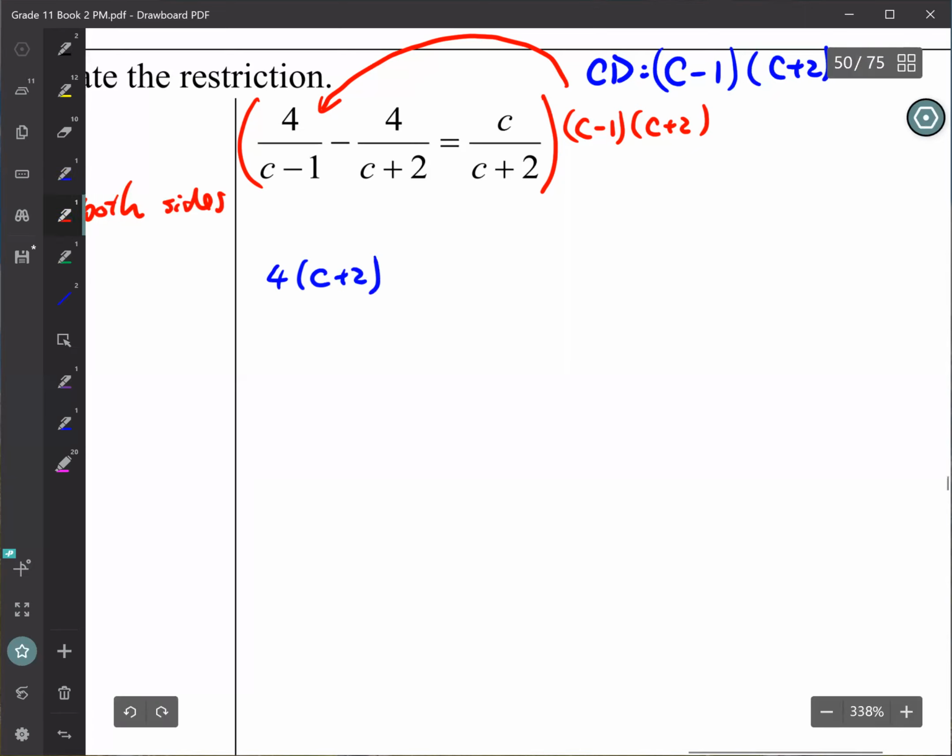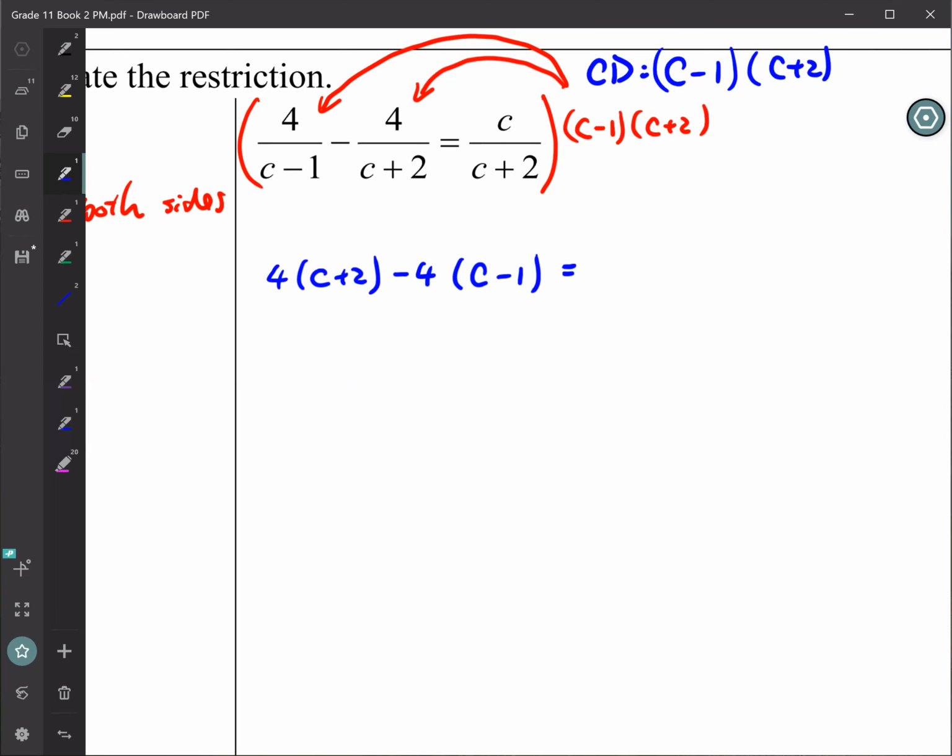Okay, now we'll go to the second one. Amanda, what do you get? Minus 4 bracket C minus 1. Yeah, very good. Okay, and then now the right-hand side. Evan? C bracket C minus 1. Yeah, perfect. Okay, so each of the denominators got canceled as it distributes inside.